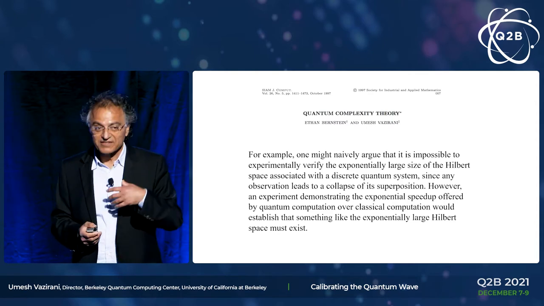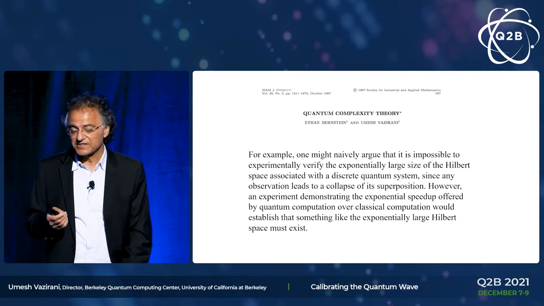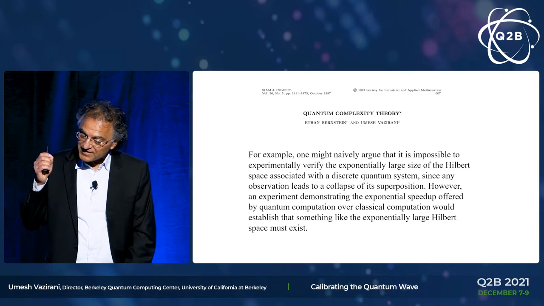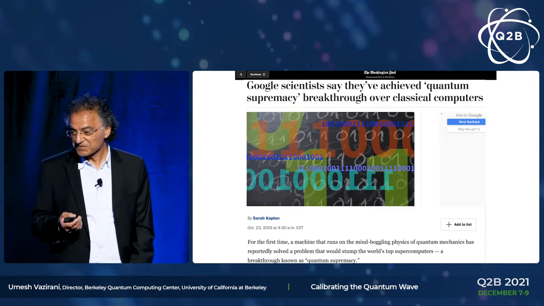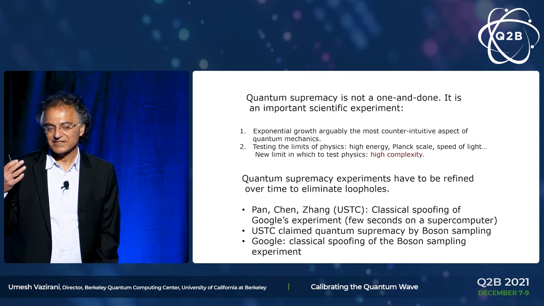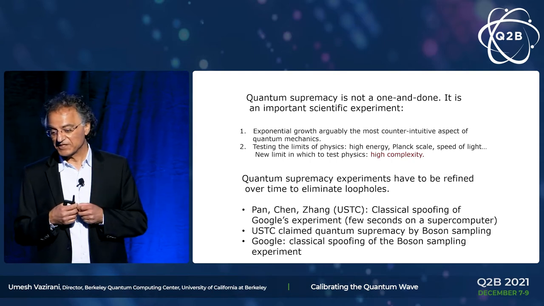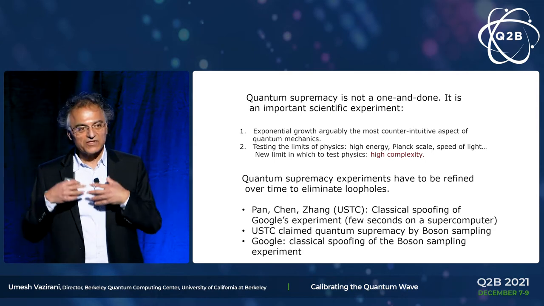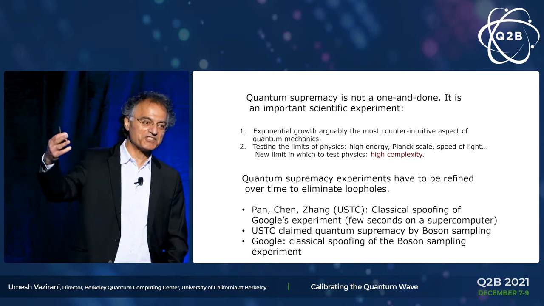Okay, there was one other question that in those early days we asked. For example, one might naively argue that it's impossible to experimentally verify this exponentially large Hilbert space. But then, if we were to do an experiment demonstrating an exponential speedup, that would do it. And in fact, such an experiment was done a couple of years ago. This was Google's quantum supremacy experiment. And again, to emphasize the importance of all this, I think this was a really important scientific experiment. This is because this exponential growth of the Hilbert space is one of the most counterintuitive aspects of quantum mechanics, and these quantum supremacy experiments actually go towards establishing this.